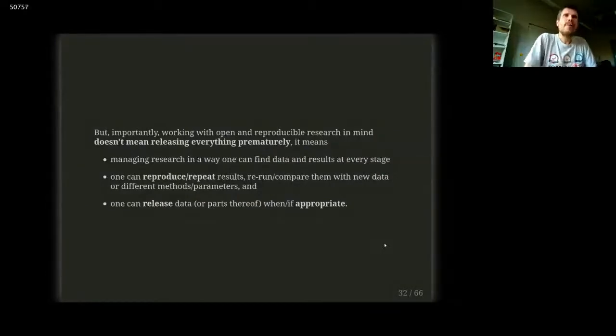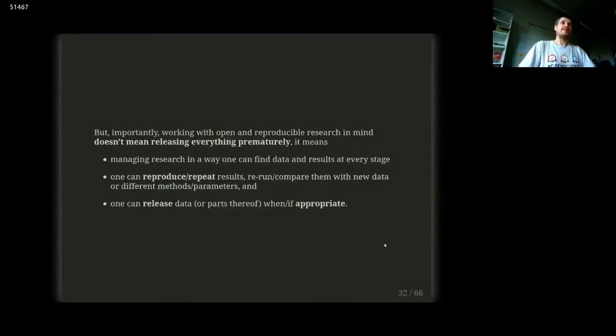But there is one really important thing, especially if you interact with senior scientists that are not necessarily convinced. Working openly and reproducibly, working with that mindset, doesn't mean you have to release everything prematurely. No, it means that you manage your research in a way that you can find data and you can find your results at every stage.